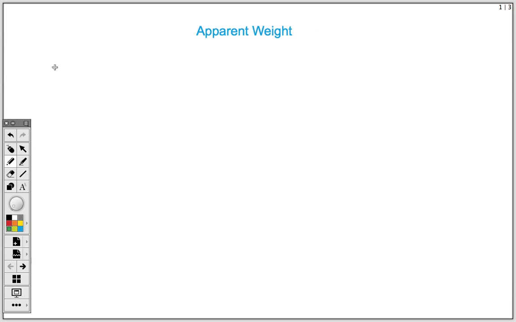Think of yourself maybe as being in an elevator. As that elevator accelerates upwards, you feel a little bit heavier as soon as it starts to accelerate. Or if it accelerates downwards, you might feel a little bit lighter. That's just because the acceleration will determine your weight, and this is represented by an equation.